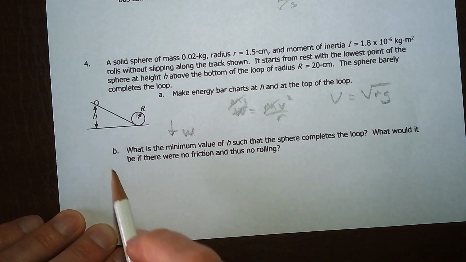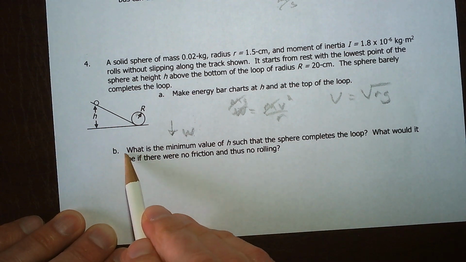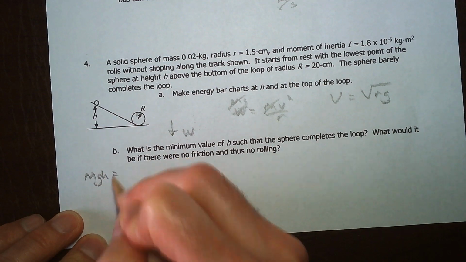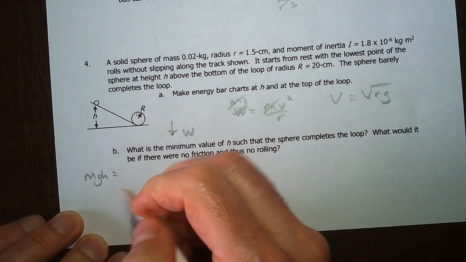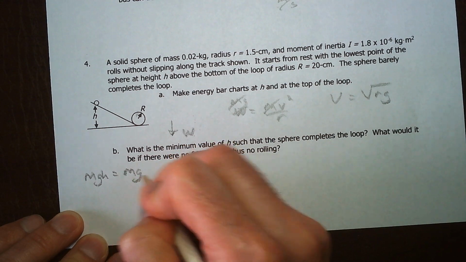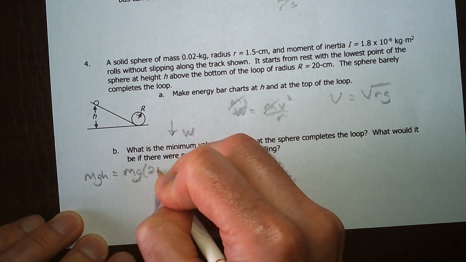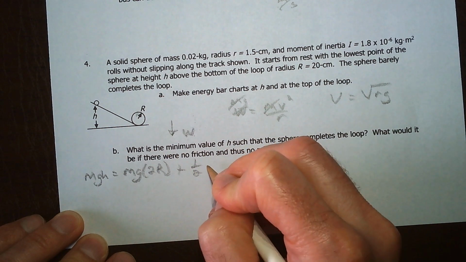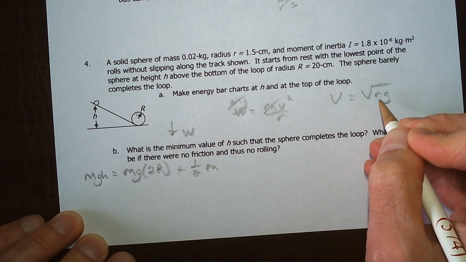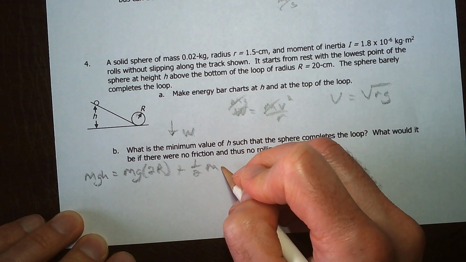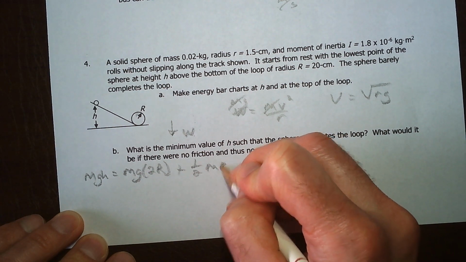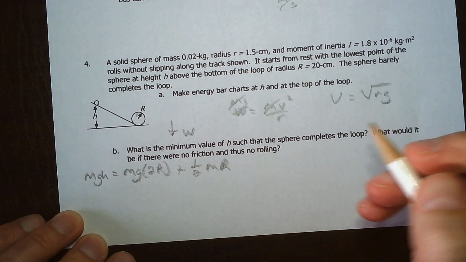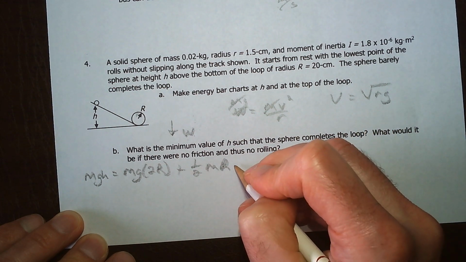Okay, so there's two parts of this. We're doing the first part. So at the top, it has gravitational energy. Here, it also has gravitational energy equal to mg2r, and it has kinetic energy, 1/2 mv squared, where that's v. So therefore, Rg, sorry about that, Rg.